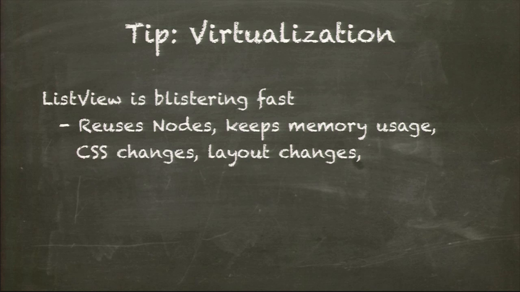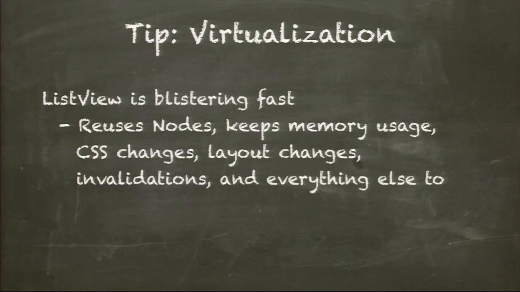But it's also really smart in that it reduces the amount of CSS change overhead, because it's not adding and removing nodes all the time, so it's avoiding all these structural changes. It avoids a bunch of layout changes unless it needs to do them. It avoids a whole bunch of invalidations unless it needs to do them. And basically it does everything else minimally. This is the whole point of our ListView and TableView and TreeView, was to handle all this stuff for you.